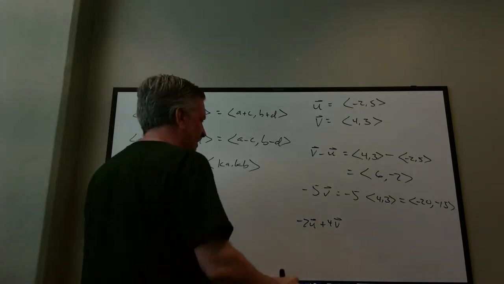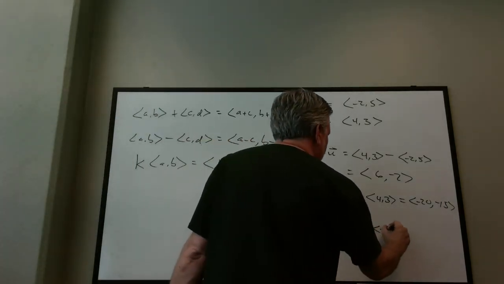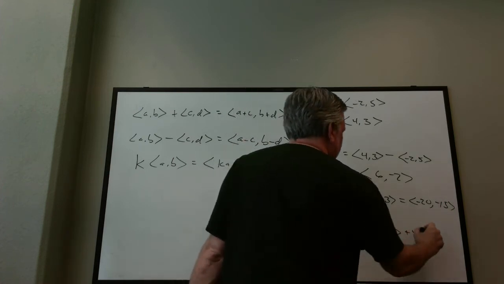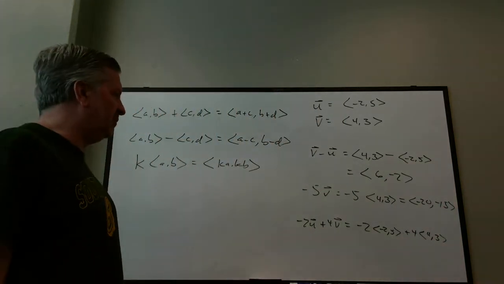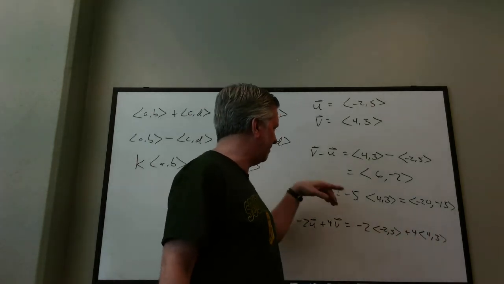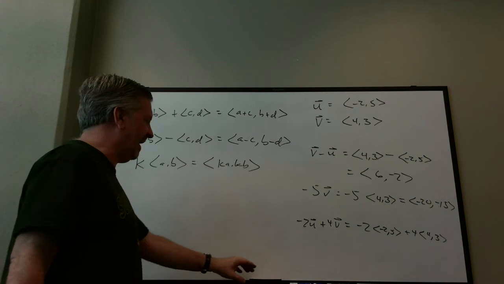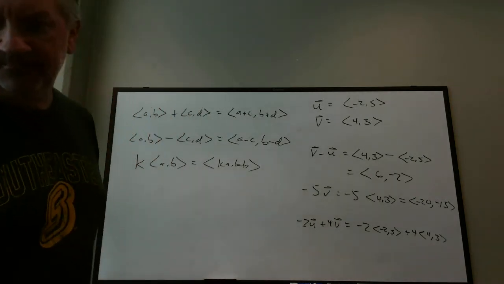Now this last one is a combination of the two. Negative 2 times u, which is negative 2, 5, plus 4 times vector v, which is 4, 3. See if you can do that one. Pause the video and finish this. It's a scalar times a vector, like the previous one, and then you have to add those two answers. So pause the video and do that one, and then I'll do it and we'll see if we get the same thing.